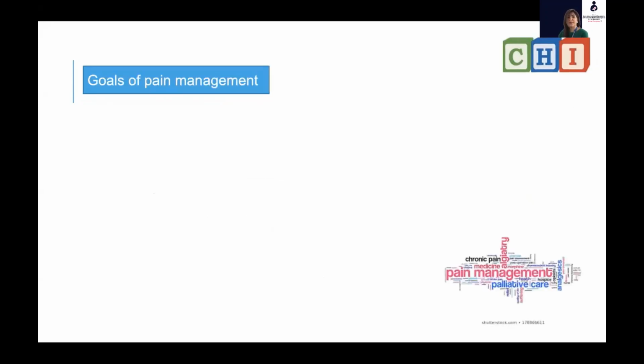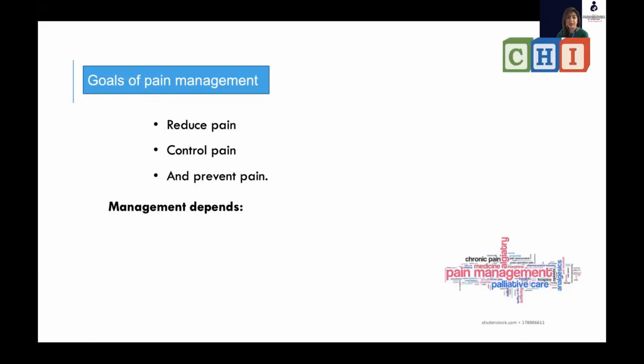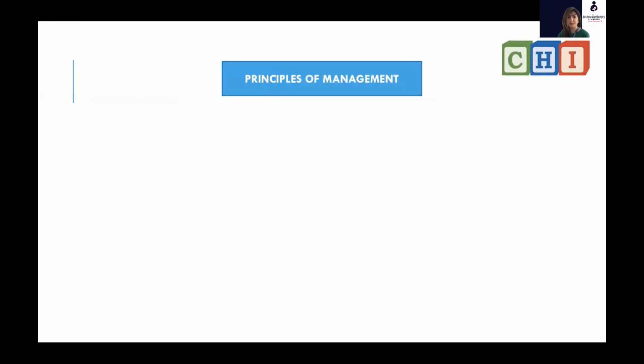So the goals of pain management: first, we need to reduce that pain. If the patient came in with excruciating pain or mild pain, please give analgesia, reduce that pain, and control it. Don't let that patient suffer more, and then prevent further episodes of that pain. Choosing your way of treatment depends, again, on the type and source of that pain, severity of that pain, and duration of that pain as well.